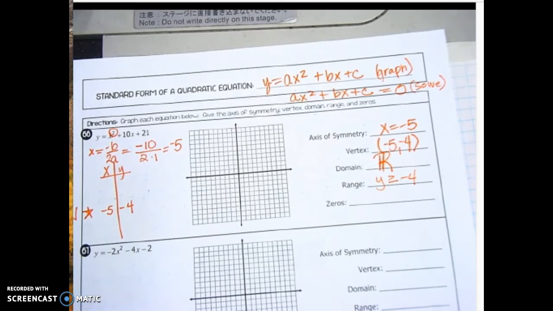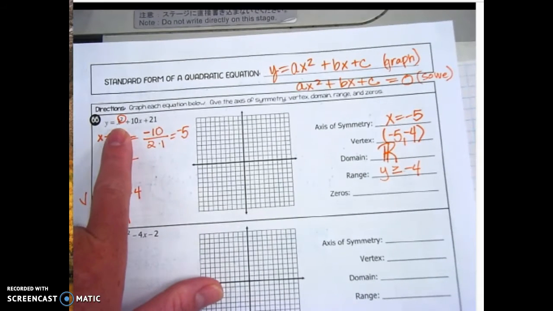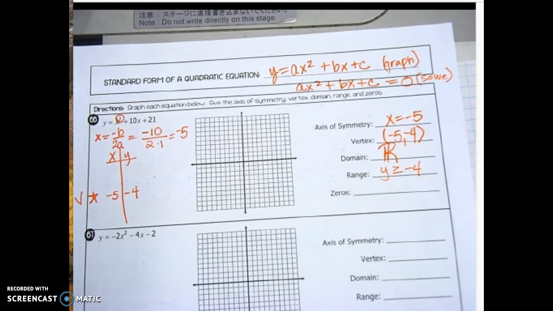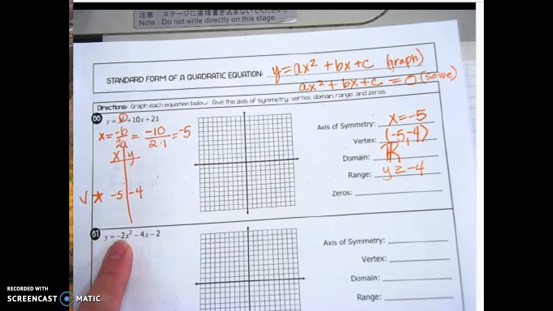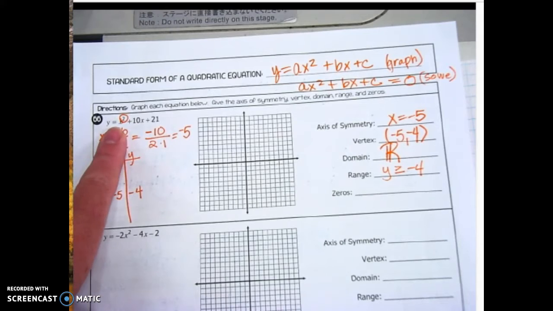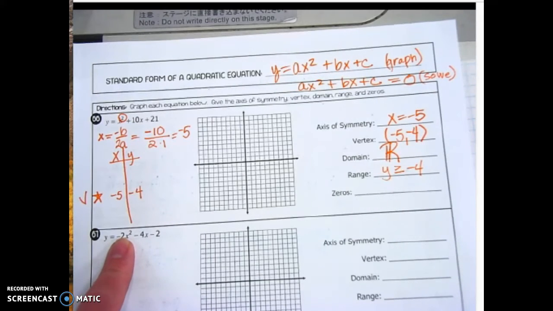That's because this one's going to open up. How do I know it's going to open up? Because it's positive x squared. We don't usually write a plus sign, but when it doesn't have a negative sign, we know it's positive. It's going to open up. So number 67 is going to open which way? Look at number 67. What do you see there? You see a negative sign. So that one's going to open down. Okay? So this one's going to open up because it's positive. This one's going to open down because it's negative.